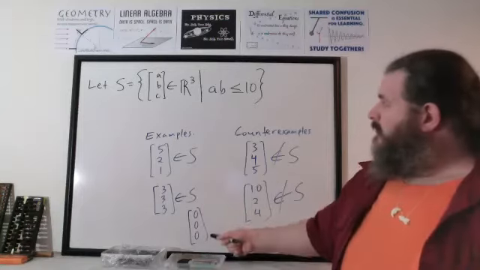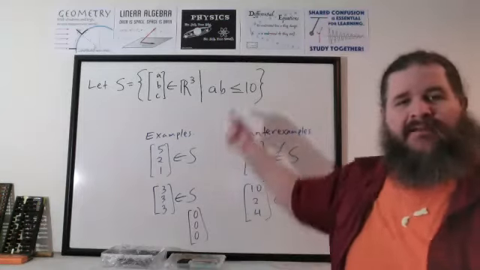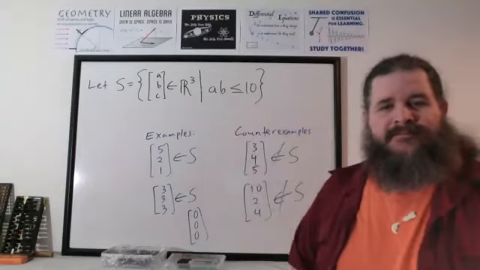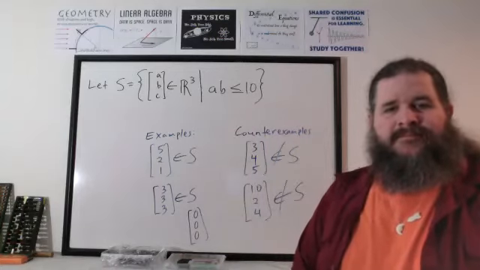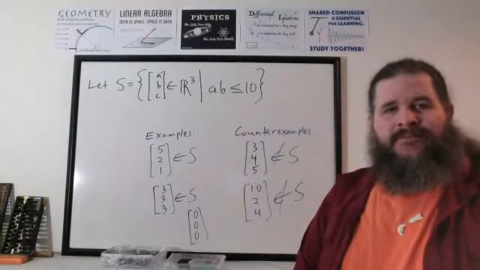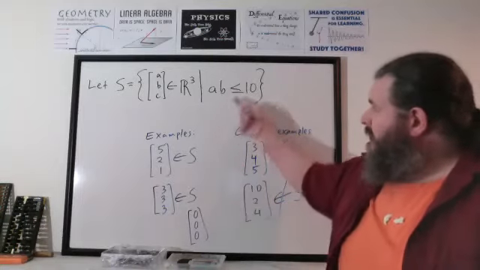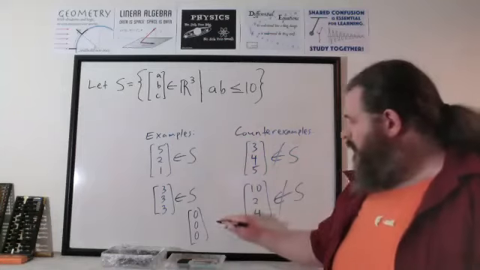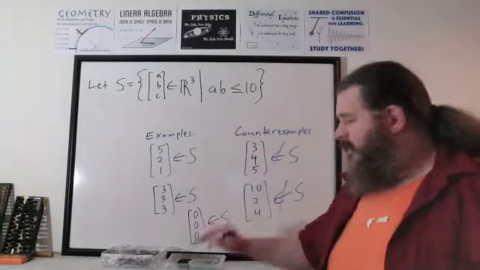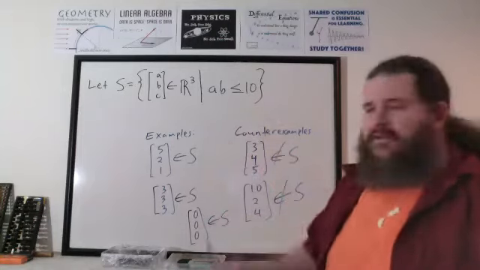So does the 0 vector count as being a member of this set? Does it have this property? Yeah, it looks like it. The top two coordinates' product, 0 times 0, is indeed less than or equal to 10. So yes, the 0 vector is part of this set. This set includes the 0 vector.